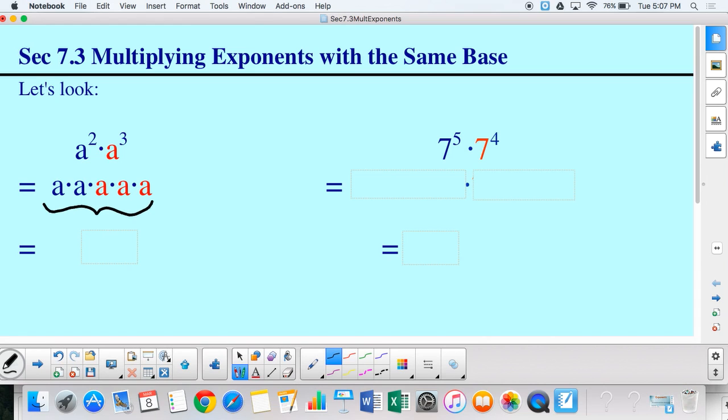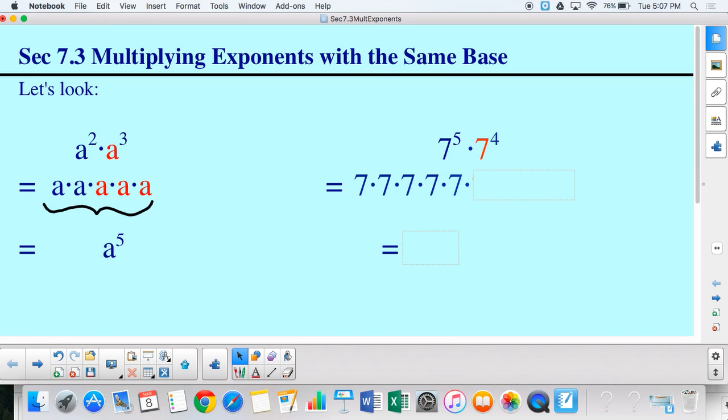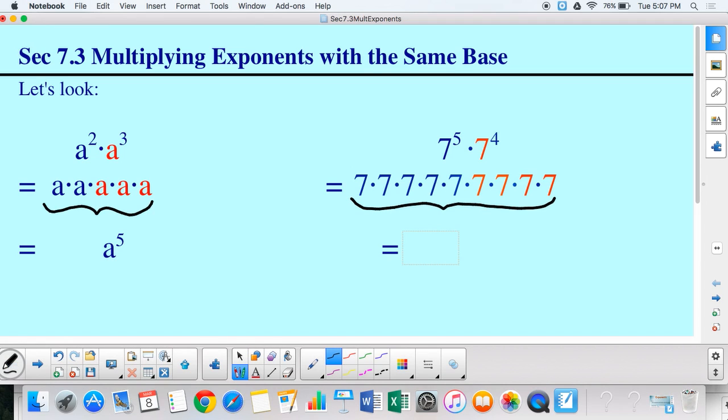I could rewrite this. This a is being multiplied together 5 times, or a to the 5th. 7 to the 5th means there are 5 factors of 7. 7 to the 4th means I'm taking 4 factors of 7. Put these together. Again, I count up how many times I multiplied 7 together. There's 5 here and 4 here, makes 9. 7 to the 9th.